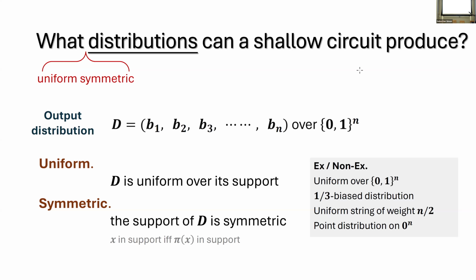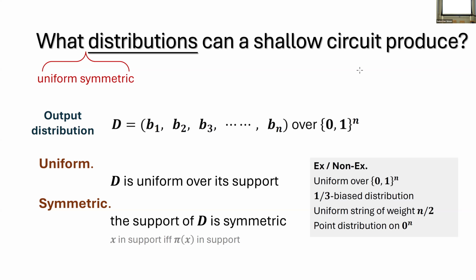The first one is the uniform distribution over everything, all n-bit strings. It is uniform and symmetric by its definition. The second one is a biased distribution, meaning every bit is independent, and it has 1/3 probability of outputting 1 and 2/3 probability of outputting 0. This is a symmetric distribution because every binary string can be outputted, but it's not uniform. You will have more probability of outputting 0 than 1.